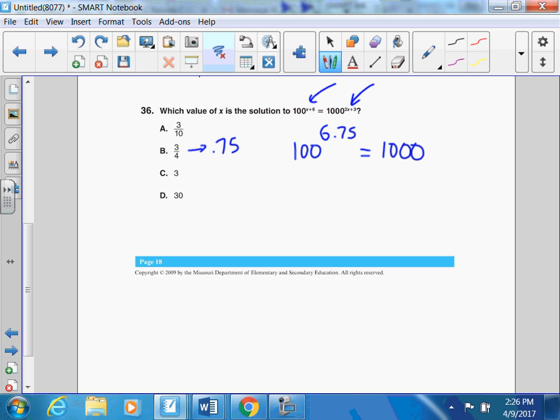Then I'm going to plug 0.75 in for this x. So 2 times 0.75 is 1.5. 1.5 plus 3 is 4.5. So I'm going to see if these equal the same thing. So take 100 to the 6.75 power, and you get 3.16, more decimals, times 10 to the 13th. We're going to see if that equals 1,000 to the 4.5 power, and you get, yep, 3.16 times 10 to the 13th power. So your answer here would be B.